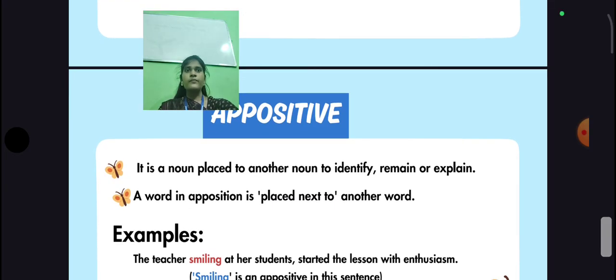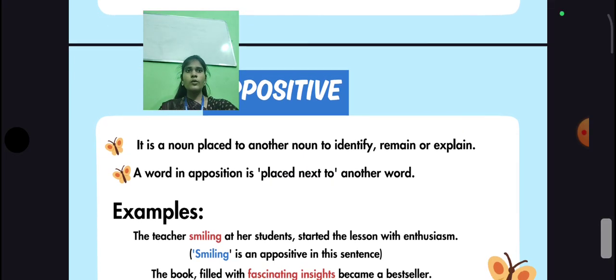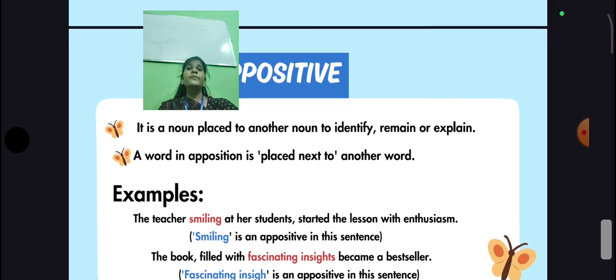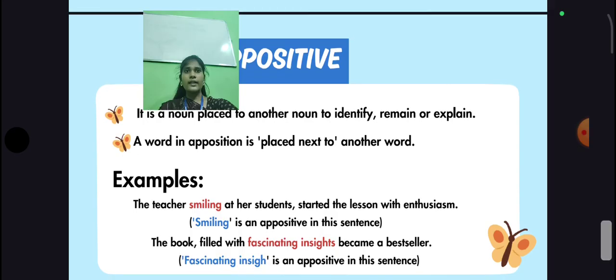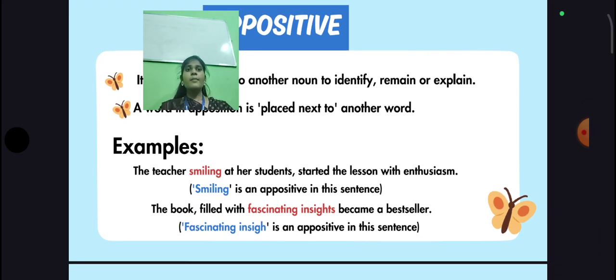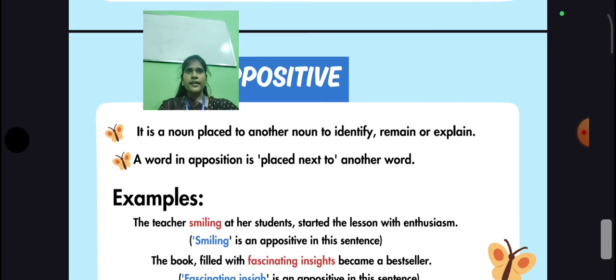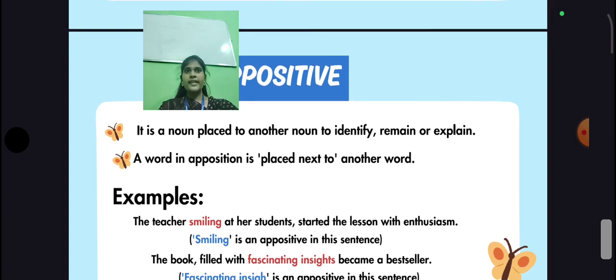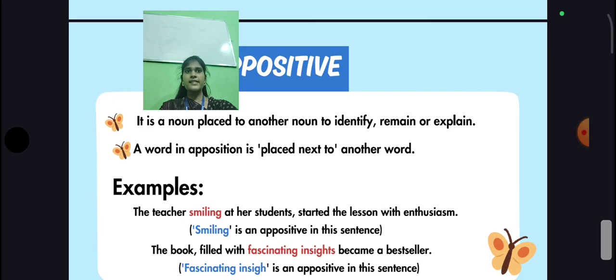Then appositive. It is a noun placed next to another noun to identify, remind, or explain. A word in apposition is placed next to another word. Example: the teacher, smiling at her students, started the lesson with enthusiasm. Smiling is an appositive in this sentence. We are saying the teacher, and we are adding something more to the teacher: the teacher smiling at her students, giving additional information.